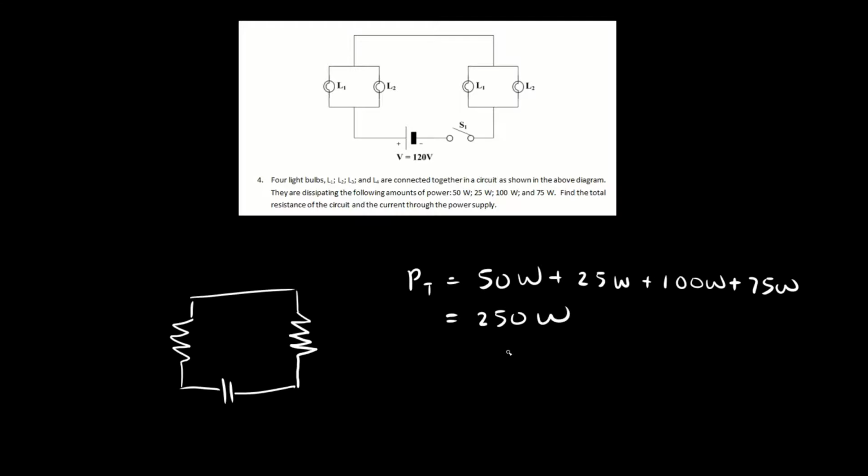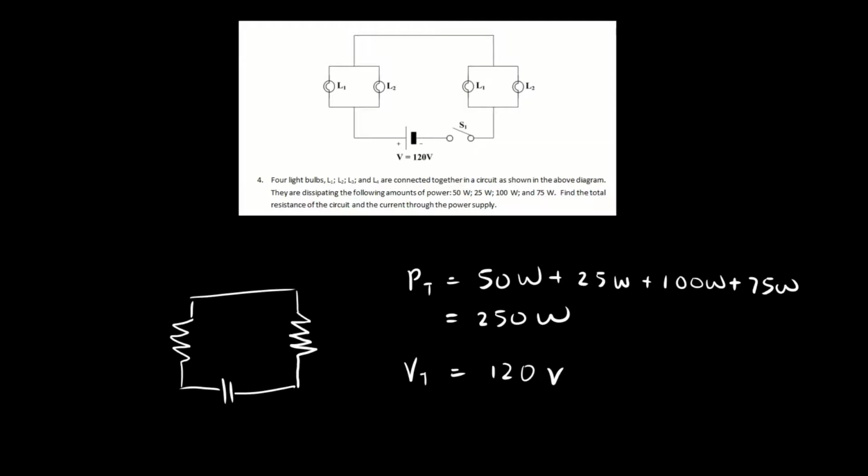We know that one property of power is that no matter if it's a series circuit or a parallel circuit, the total amount of power is always equal to the amount of power used by each of the loads. So the total power in this circuit would just be the 50 watts plus the 25 watts plus the 100 watts plus the 75 watts. So the total power in our system, or our circuit here, is 250 watts.